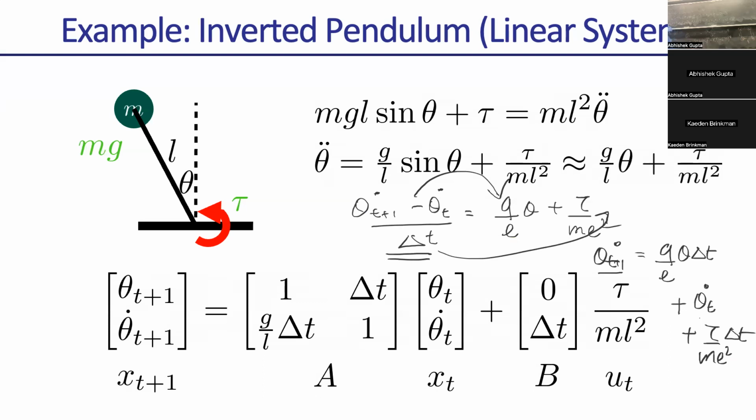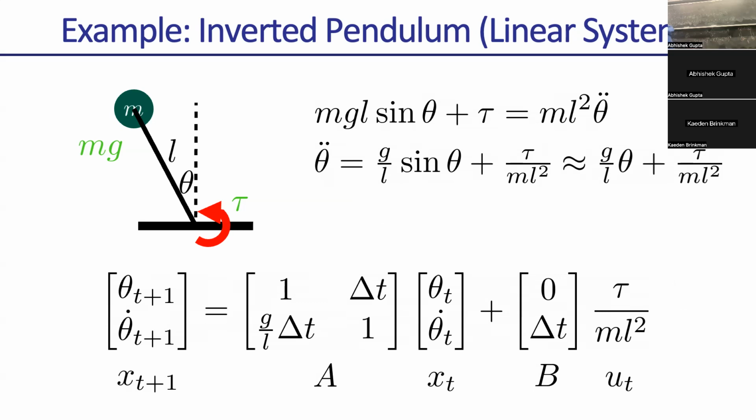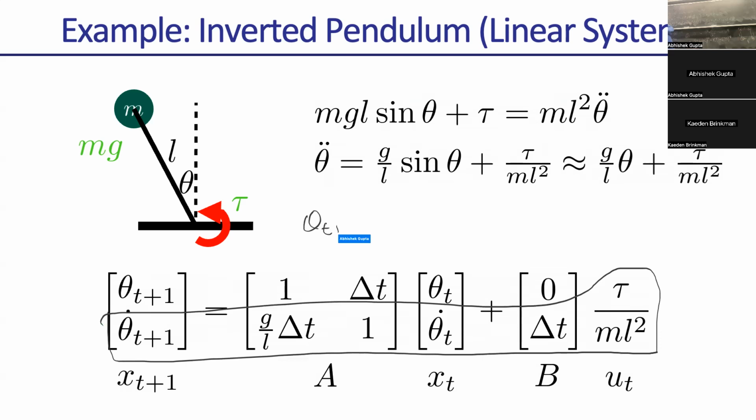Now if you look at the bottom equation here, what is it saying? It's basically saying theta t plus 1 dot is equal to g over L theta t delta t, sorry, plus theta t dot plus tau over ml squared times delta t. That's just the matrix form of what I just wrote.